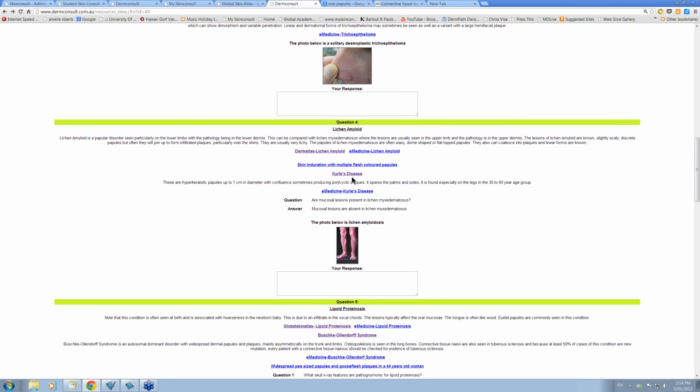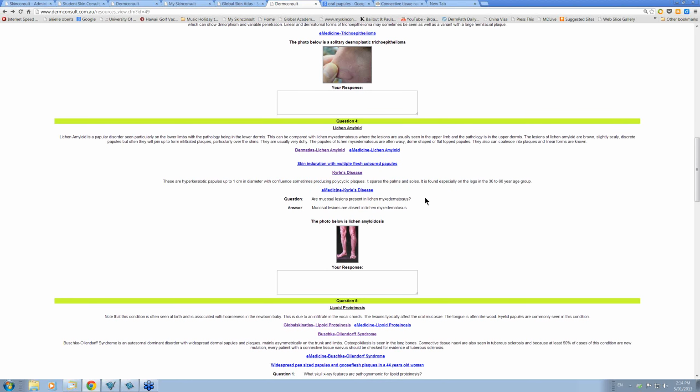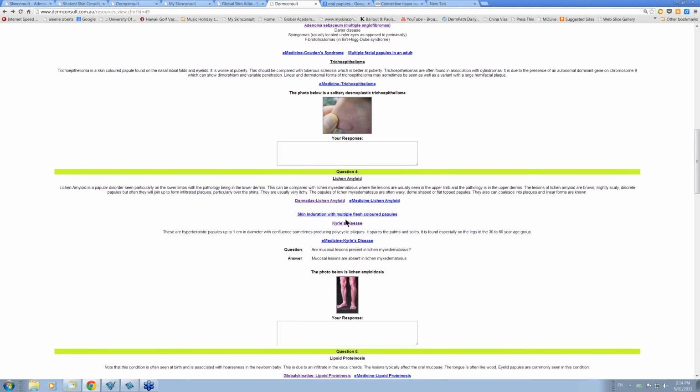Kyrle's disease as another papular disorder. Now, this condition you are going to see mainly in diabetics, and often diabetics who are on dialysis. And these keratotic papules are itchy, usually on the lower legs or over the buttocks, hyperkeratotic, up to 1 centimeter in diameter. And they may coalesce to produce polycystic plaques. Spares the palms and soles.